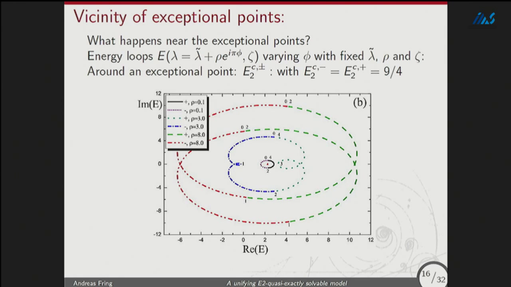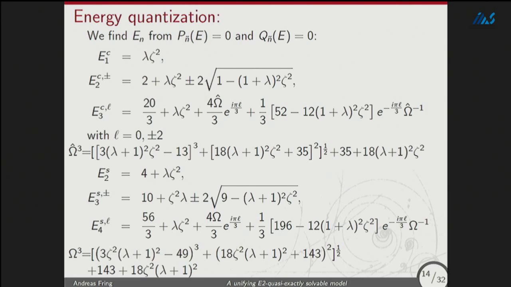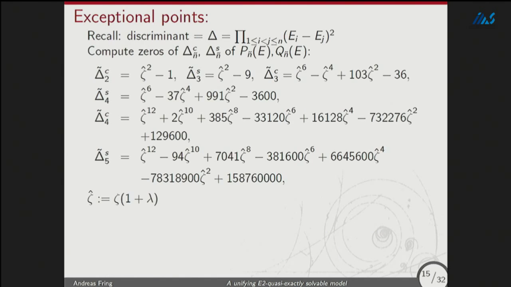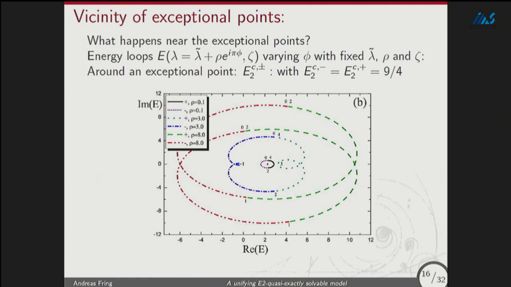So what happens? I'm now in my coupling constant space, and I have two coupling constants. So I could do it in either of them. And I go to a fixed point. So I'm picking an exceptional point. I'm looking at this energy, and of course there's an exceptional point here. To understand this figure, you need to know the exceptional point is at 9 over 4. They're chosen in a way that you have it at some nice value.